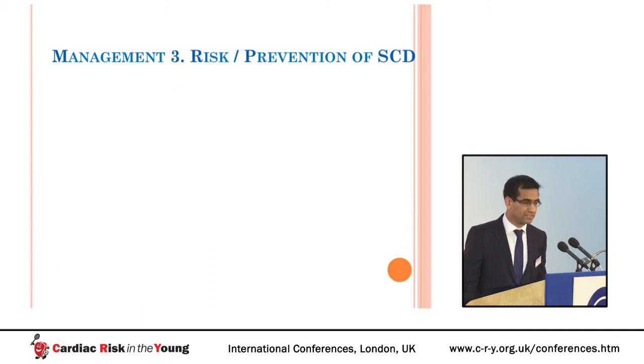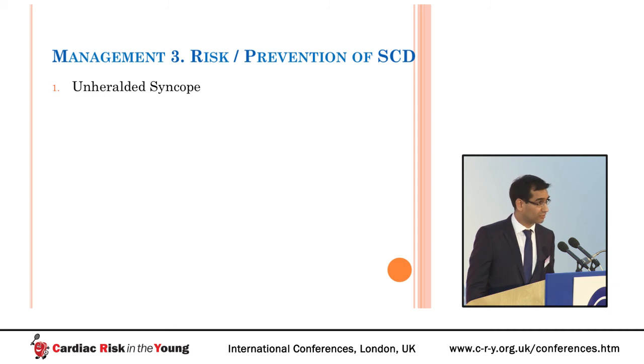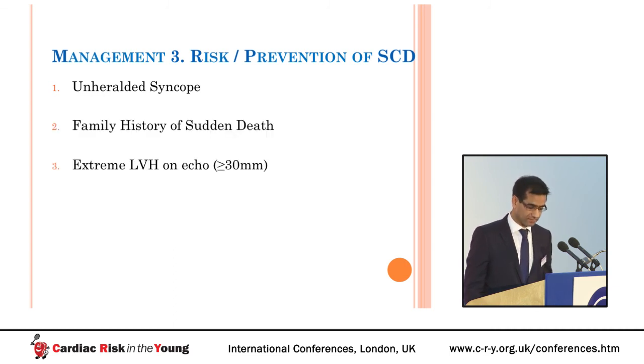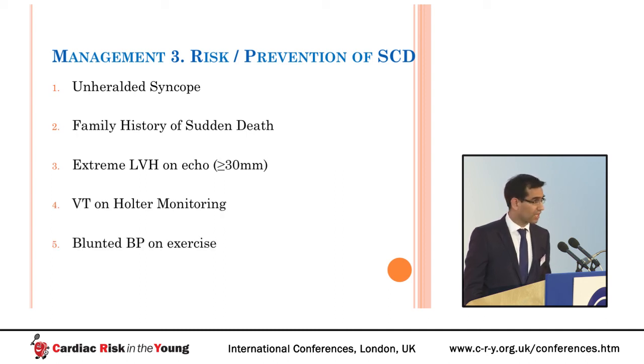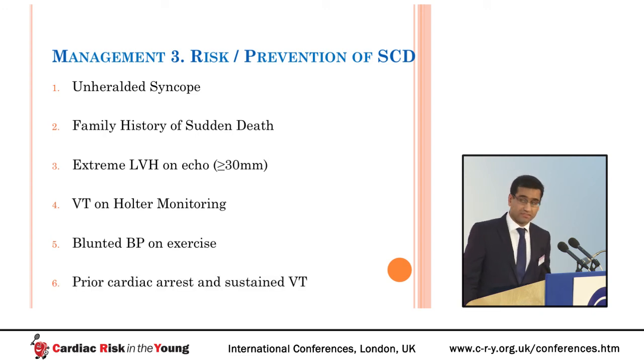So moving on to prevention of sudden cardiac death. Now, I've already gone through these, but just to refresh people's memory, the 5 main risk factors are unheralded syncope, a family history of sudden cardiac death, extreme left ventricular hypertrophy on imaging, so greater than or equal to 30 millimeters, VT on Holter monitoring, or a blunted blood pressure response on exercise. Of course, if patients have had a prior cardiac arrest or sustained VT, this is also another risk factor.